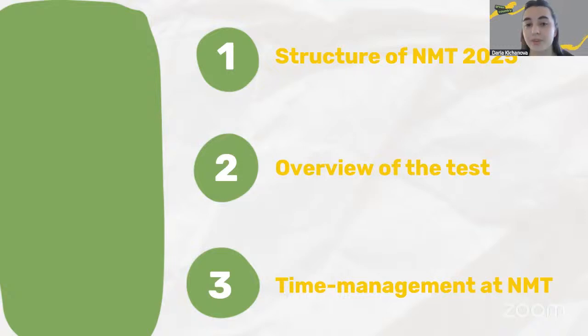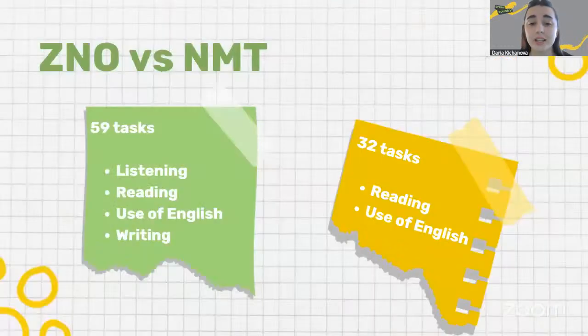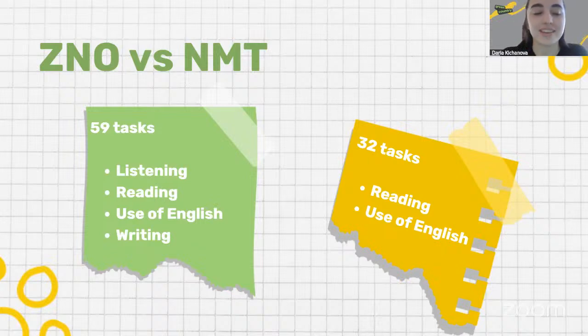We are going to start with the first our topic, a structure of NMT. So, as you know, before NMT appeared, we had Zinio. What is the difference between Zinio and NMT? At the first test, at Dano, we had 59 tasks. Imagine that we had 59 tasks. And at NMT, we have 32. So you are the lucky ones. I think that you have at least like a half less tasks than people before had.